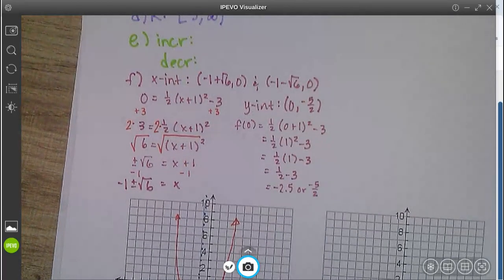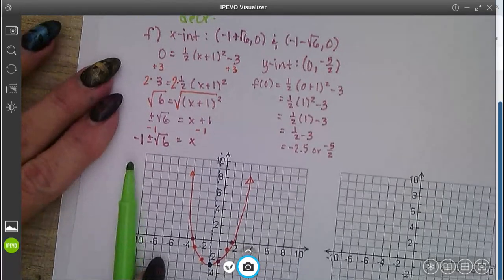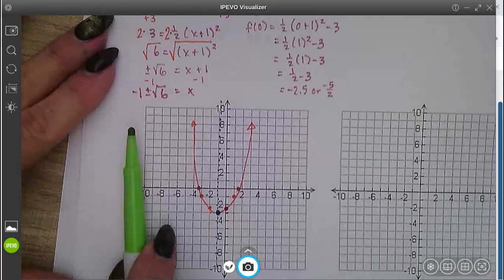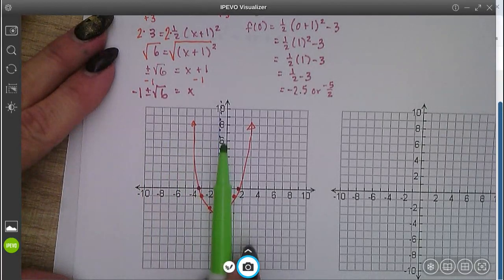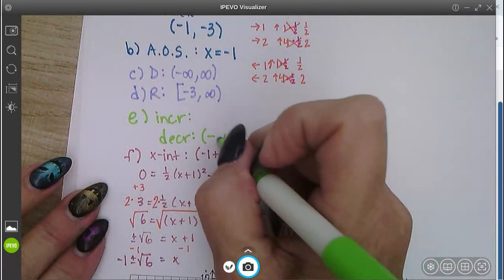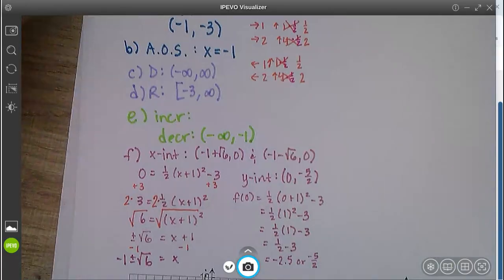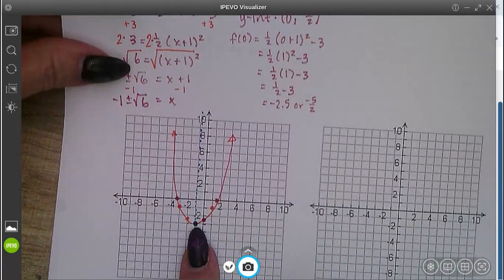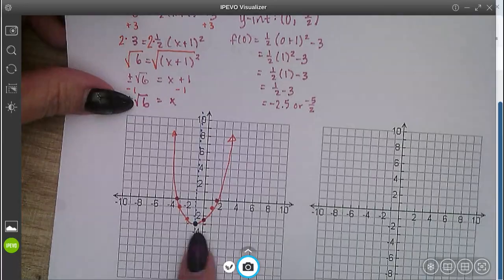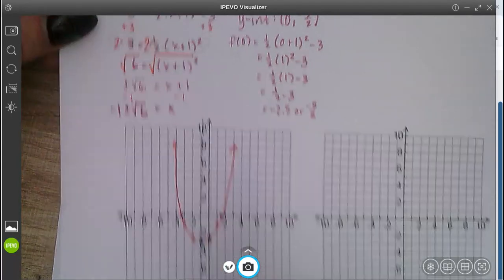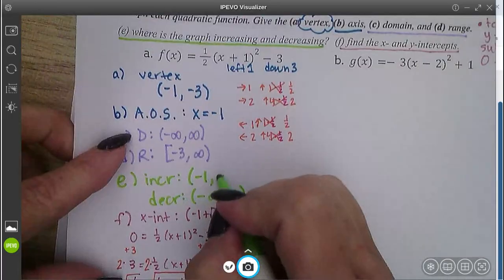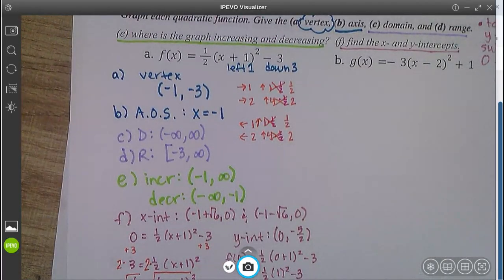And then where's this graph increasing and decreasing? As I go left to right, my graph is decreasing first. So it's decreasing from negative infinity until I get to right here, which is at x equals negative 1. So it's decreasing from negative infinity to negative 1. At negative 1, it's turning around, and then it starts increasing again from negative 1 to infinity. So we always use open parentheses to show where it's turning around. So increasing negative 1 to infinity, decreasing negative infinity to negative 1.